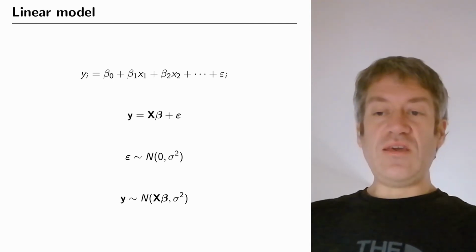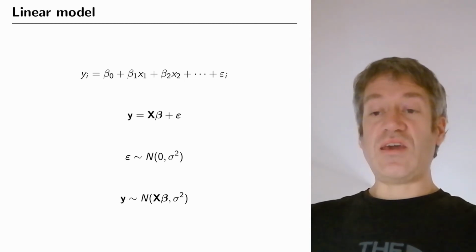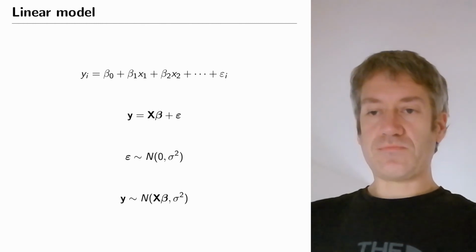Another way of writing both equations 2 and 3 is the fourth one, which says y is a vector with a normal distribution centered on X times beta and a variance of sigma squared.